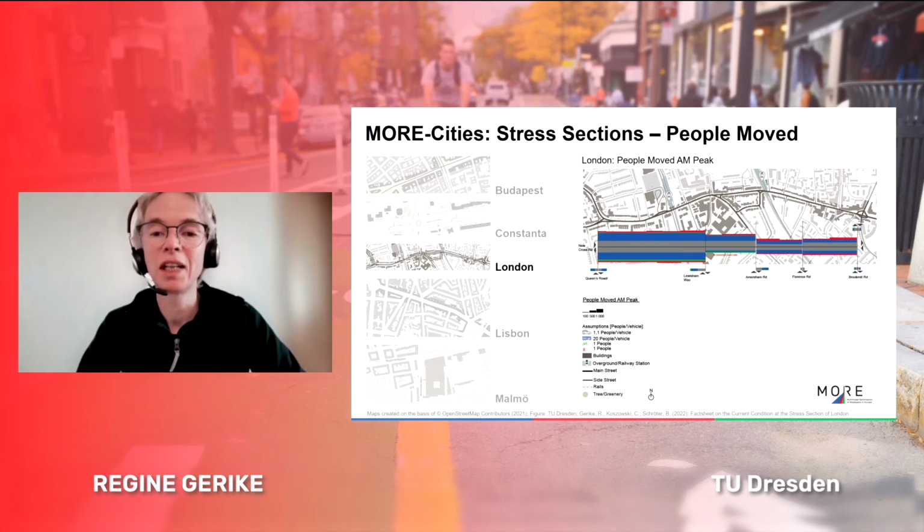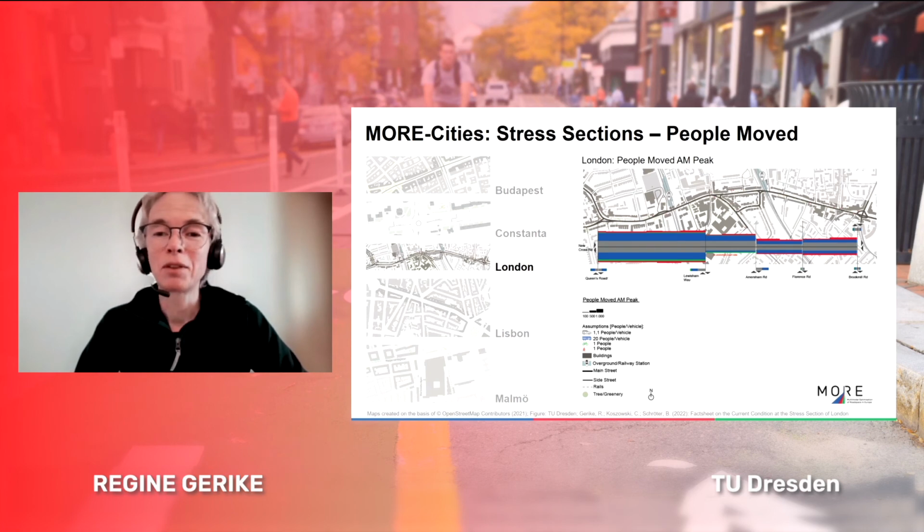These are the red ones. In green, you have the cyclists. Always people moved are shown on this graph. In blue, you have the people moved by buses. And in gray, you have the people moved by car, by individual motorized vehicles. And you see that the bars for buses and for the cars are quite similar in their size, but the number of vehicles behind is obviously quite different. So we have about 100 buses in each direction on this stress section. In London, we have about 10 times as many cars on the same street section.